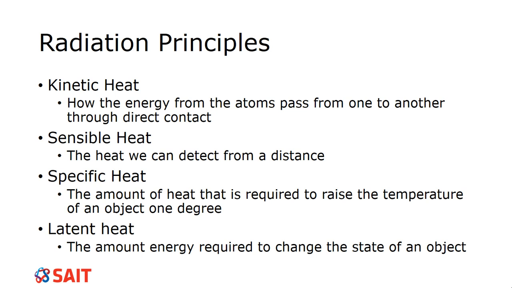Then on the opposite side, we have something called latent heat. Latent heat is the amount of energy required to change the state of an object. If I want to melt ice, how much energy does it take to put into that ice so that it actually melts? There's no increase in temperature with latent heat. It's merely a change of state. So those are the four types of heat that we have to be aware of.